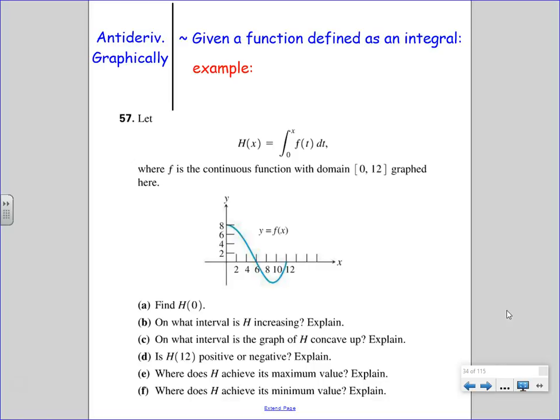Oh, is this a first one? Basically, what if you're given a function defined as an integral of another function? And you're given the graph of the integrand. This one was fun on homework.